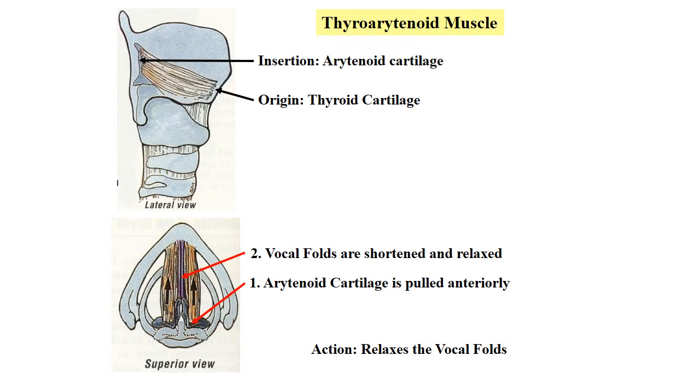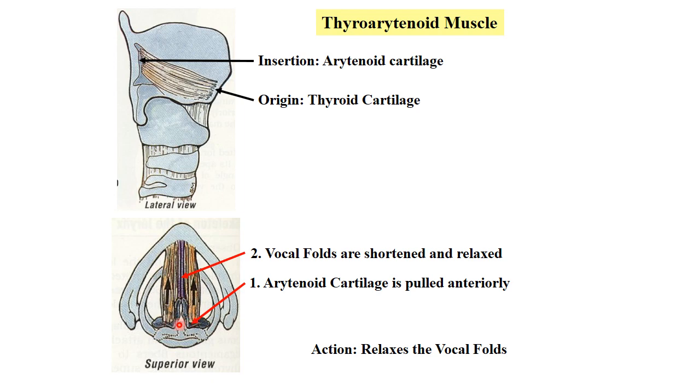Okay, that takes us to this muscle. This is the thyroarytenoid, which takes its origin off the thyroid cartilage and inserts into the arytenoid cartilage right there. When this muscle contracts, it's going to pull the arytenoid cartilage forward. It's going to pull it anteriorly.